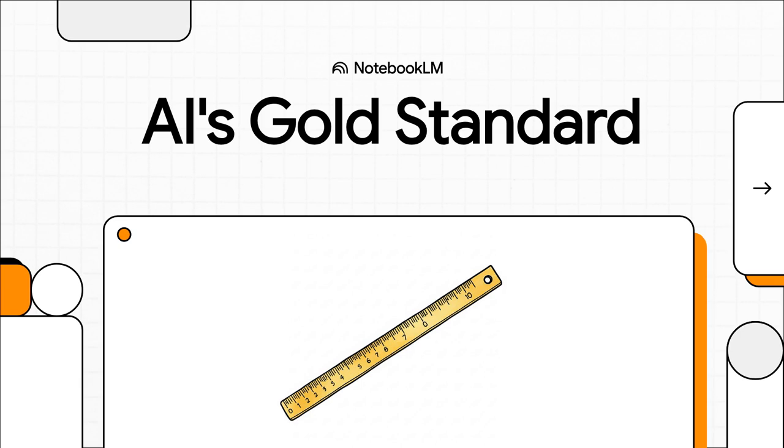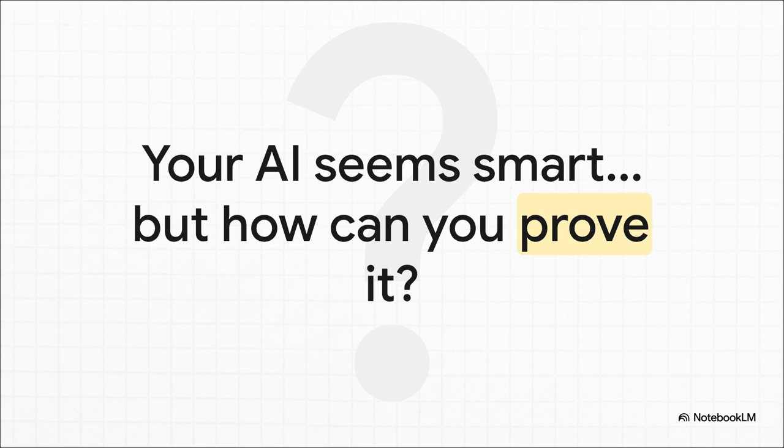So, picture this. You've built an AI agent. It's answering questions, it sounds smart, it seems intelligent, but here's the million-dollar question. How do you know it's actually any good? How do you prove its accuracy and its reliability with cold, hard data, not just a gut feeling?